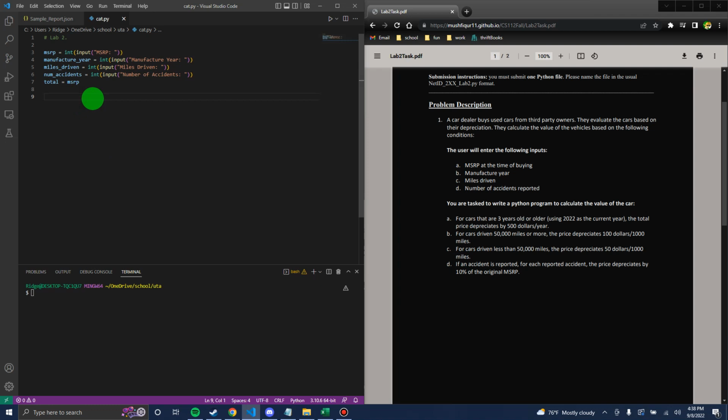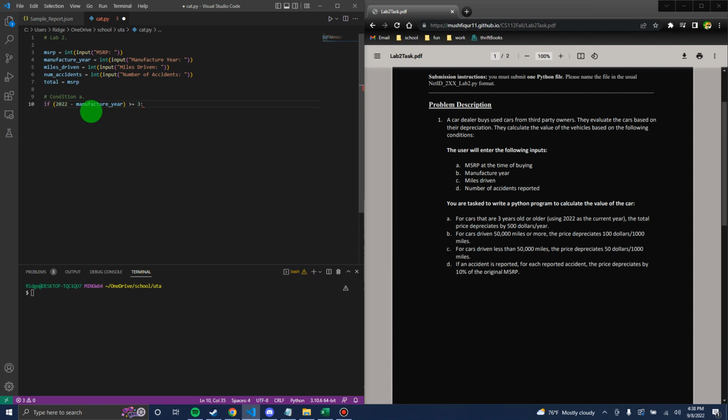So I'm going to start with condition A. What is condition A, you might ask? If we're given a car that is 3 years or older, we need to depreciate the price by $500 per year. In order to do that, I'm going to have a conditional here, and it does specify to use 2022 as your most recent year. So I'm going to say 2022 minus manufacture year, and I'm going to check if that is greater than or equal to 3, because that's when we start depreciating the price.